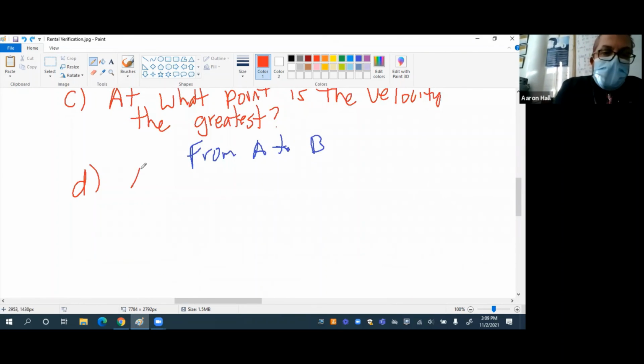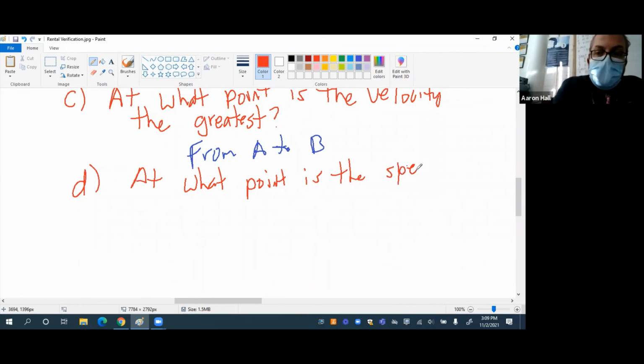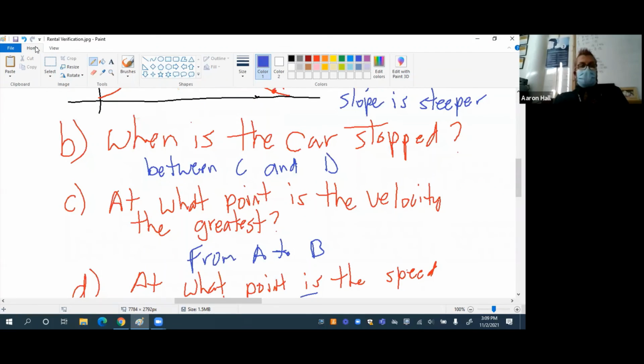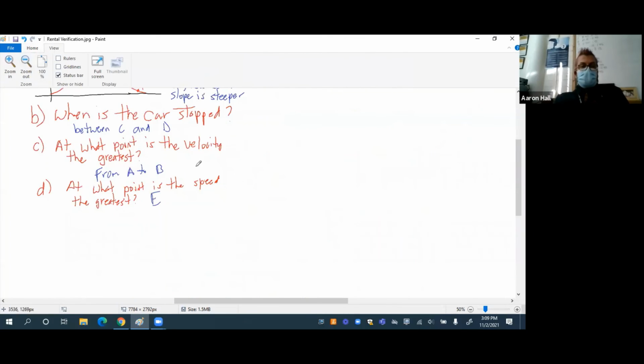So at what point is the speed the greatest? And the answer in this case is E. Let's zoom out so you can see everything.